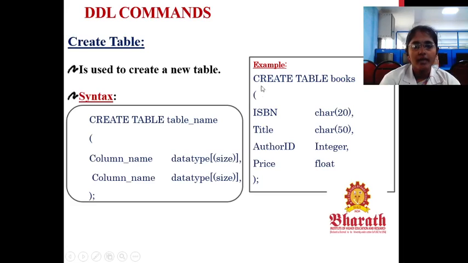declared using varchar, or even integer or character, and title will be declared using characters. It will consist of alphabetical characters, and author ID will be declared through the integer data type, and price will be in float, because then the integer part as well as the decimal part will come. So the pointed values will be declared using float. Okay, so this is the syntax for creating a new table, and here is the example for creating a new table for books.